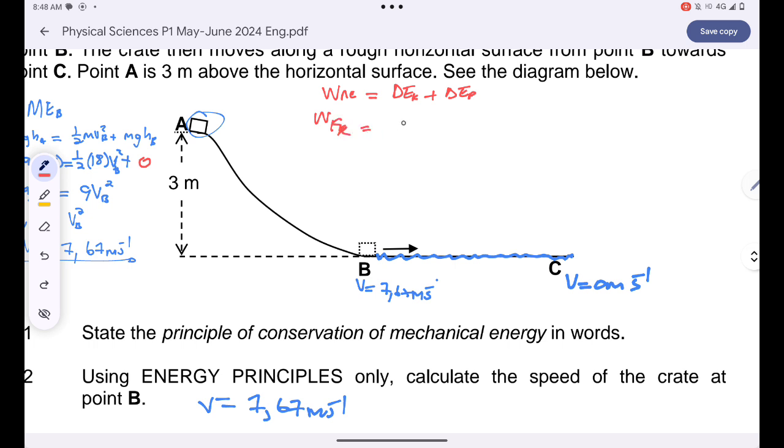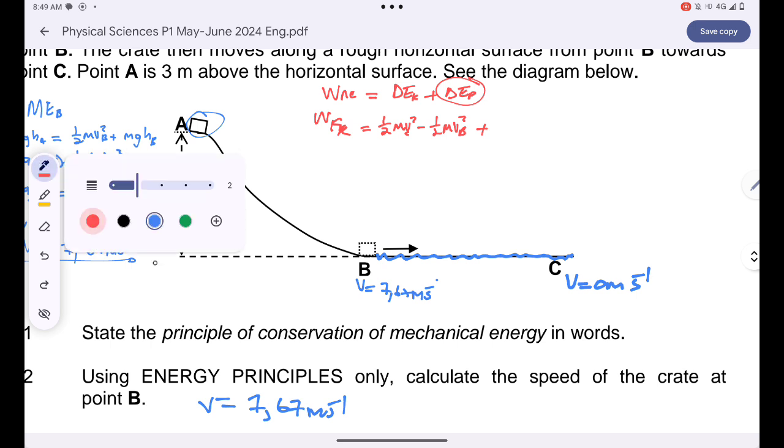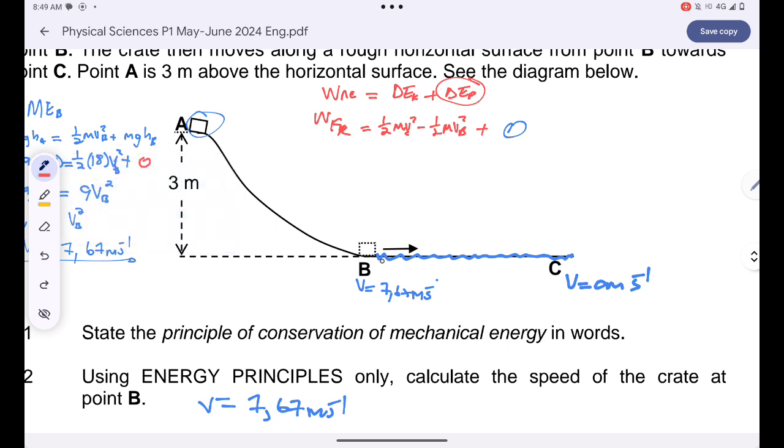The change in kinetic energy is just half mv squared at position C, minus half mv squared at position B, plus the change in potential energy. The change in potential energy is equal to 0. Why is that? Because the height of the crate does not change. The crate is still moving along the ground, so the height is 0 whether at position B or position C.